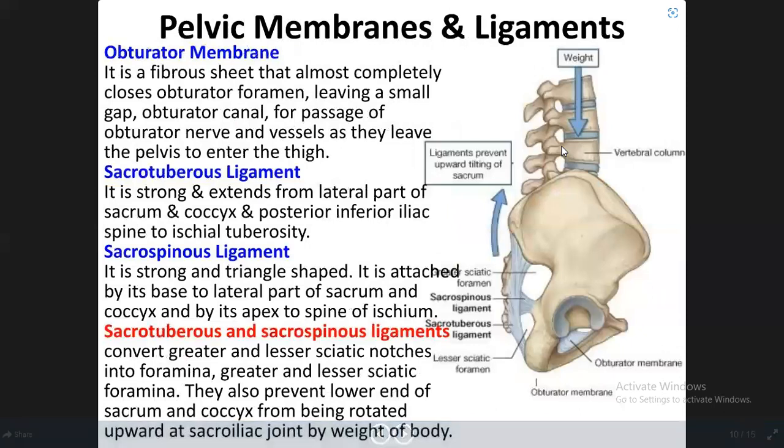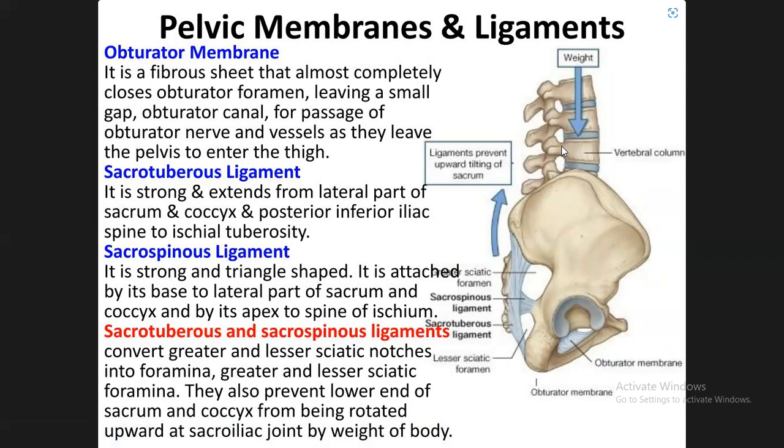Right. Then if you look at the membranes and the ligaments, there's the obturator membrane, which is a fibrous sheet that covers the obturator foramen, but it doesn't cover it completely. It allows for a very small gap that is going to be left there, which is going to be the obturator canal. Within the obturator canal, you expect passage of the obturator nerve and the obturator vessels as they gain access into the medial compartment of the thigh.